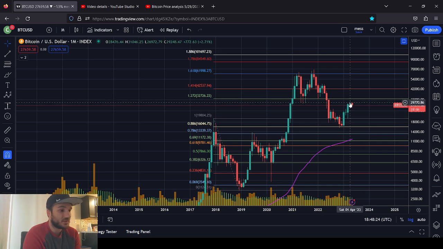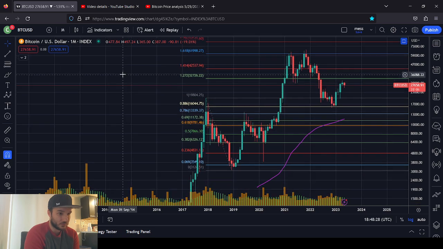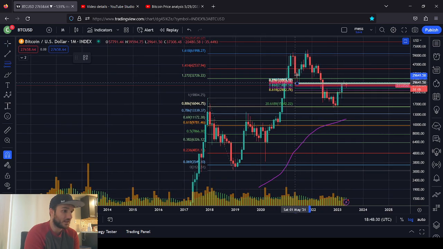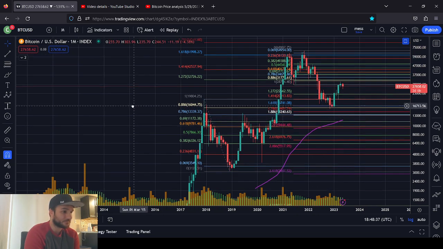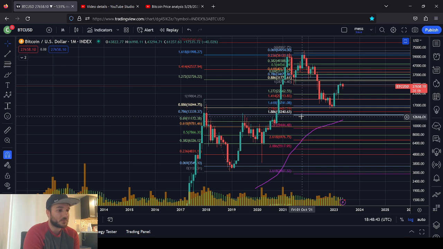And to me, this is a rejection. I would count this as a front-running rejection of the 1272. It's a rejection of another 886 level right here. Literally, this little fib is like the inverse of this big fib over here. And if we look at the 1886 down here, it's right at the 786. I would expect it's literally right there.